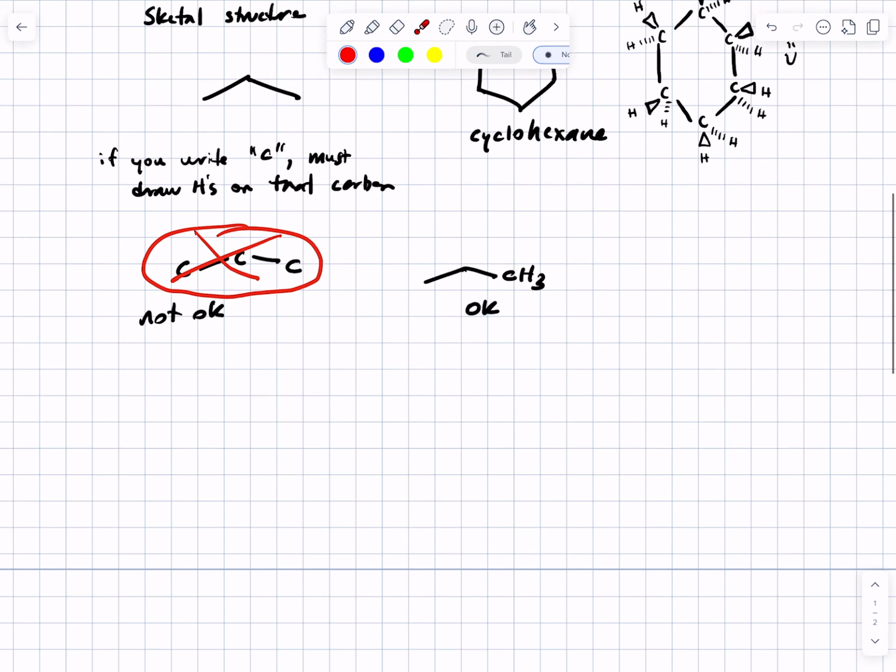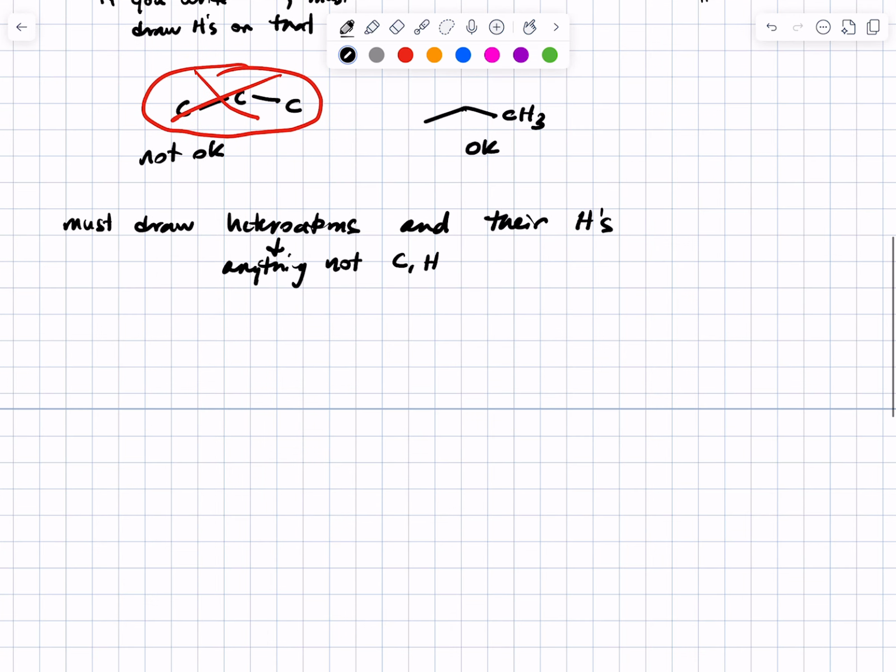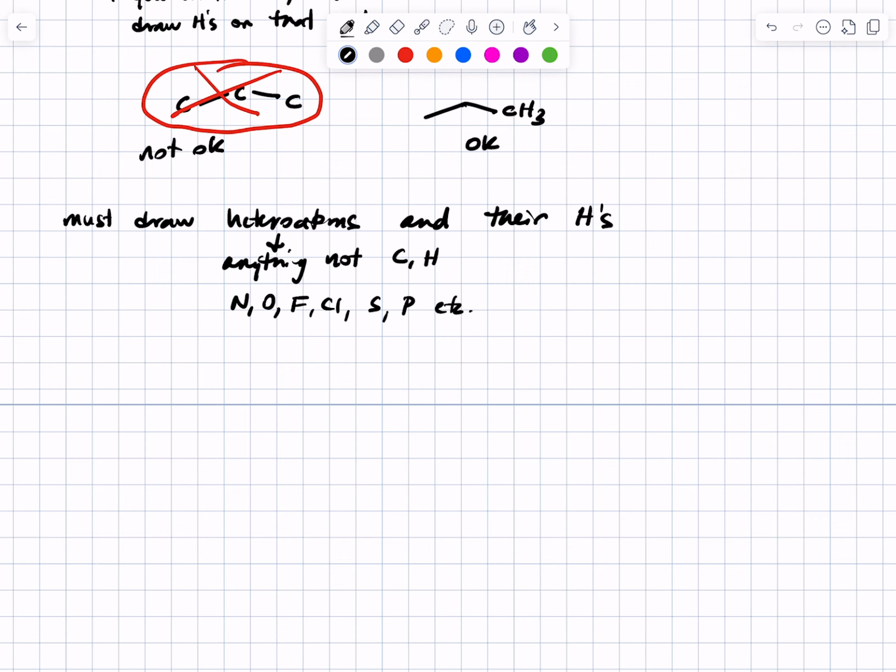Okay, another rule for skeletal structures is you must actually draw heteroatoms. We'll tell you what that means in just a second. And if they have any, their hydrogens. So a heteroatom is anything not carbon or hydrogen. Organic molecules have a lot of carbon and hydrogen. That's why they're the ones we abbreviate. The other atoms, including nitrogen, oxygen, fluorine, chlorine, sulfur, phosphorus, etc., we actually have to draw out. And if there are any hydrogens on them, we have to draw those too.